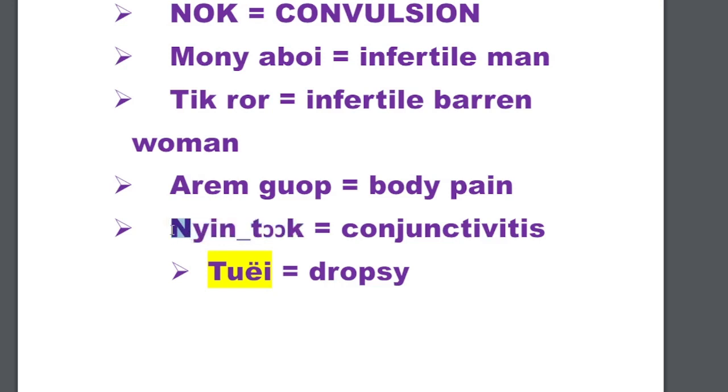You see, eyes in Dinka is called Nyin. Then when we say talk, it is called conjunctivitis. So that is a common type of disease. I really suffered from this Nyin talk when I was very young. Especially children, Nyin talk is common.